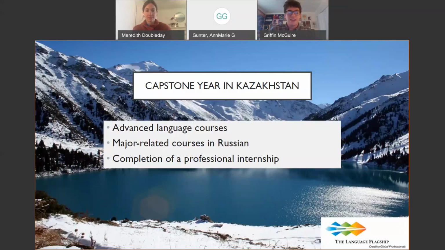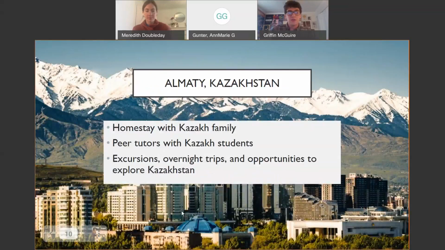And then the next slide has information on Almaty in particular. This is the host city. It's the largest city in Kazakhstan. And it's a very beautiful city, as you may tell by the pictures here, located at the foot of this mountain range. What this program in Almaty encompasses is a homestay. The vast majority of students stay with a Kazakh Russian-speaking family. I myself stayed with a Russian-speaking family in St.